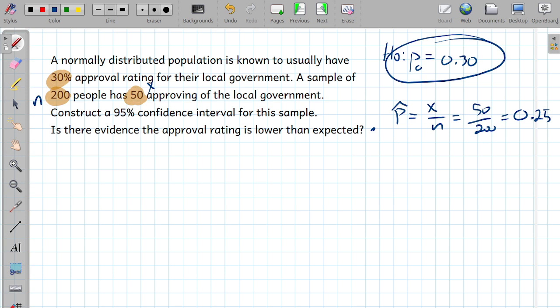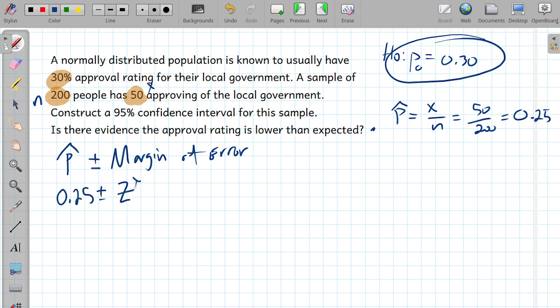Well, what's our estimate? Well, that's p hat. And we have to add and subtract the margin of error. Now, remember, the margin of error consists of several things. We need a critical z, and then we need p hat times 1 minus p hat over n, and this is all under a square root. Let's keep filling in the details. Now, a table lookup for 95% will show that the critical value is 1.96.